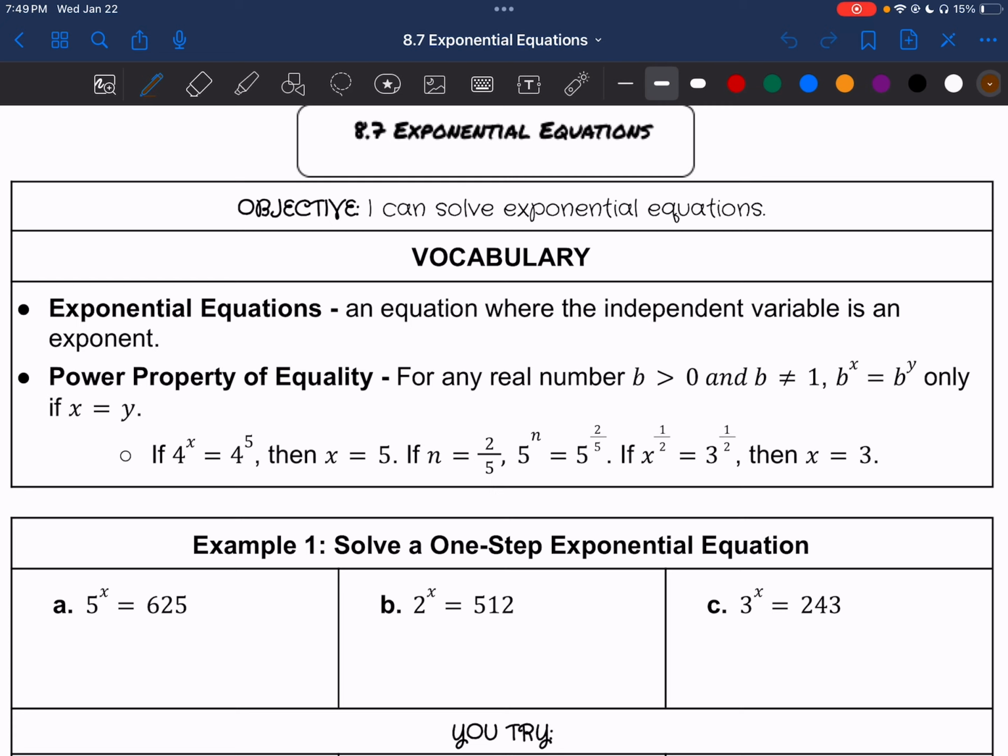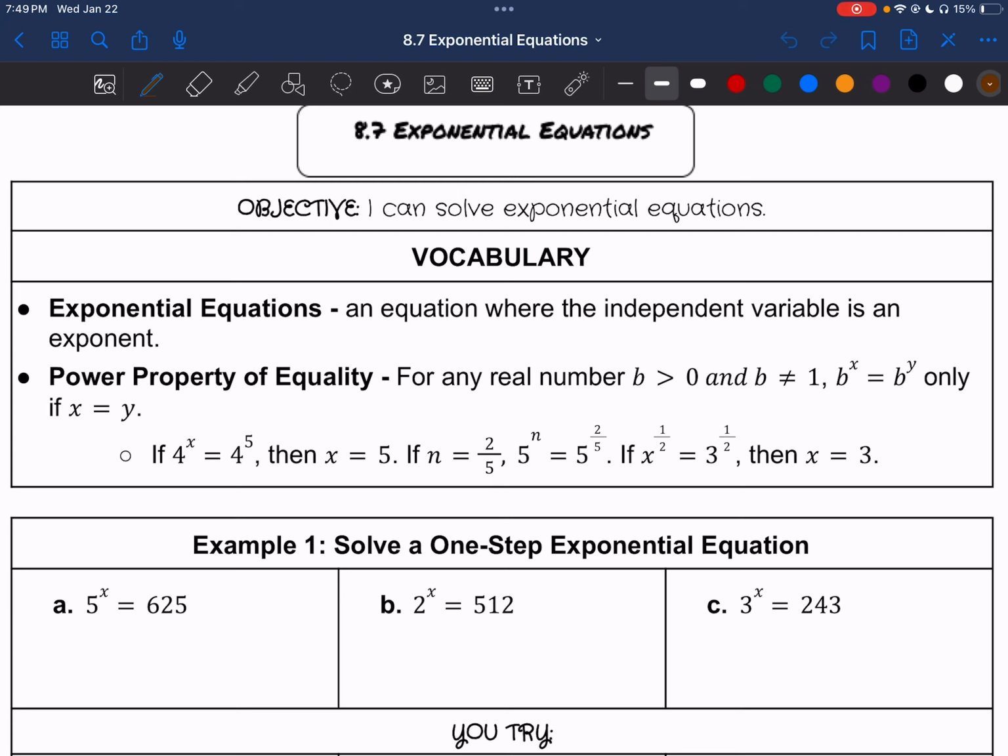Now, we've got the power property of equality. For any real number b greater than 0 and b not equal to 1, b to the x is equal to b to the y only if x equals y. Well, okay, what does that mean?